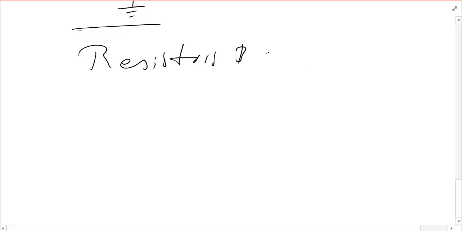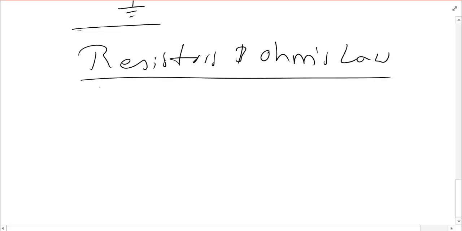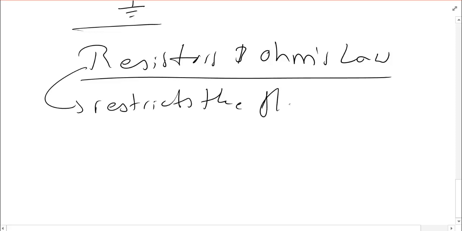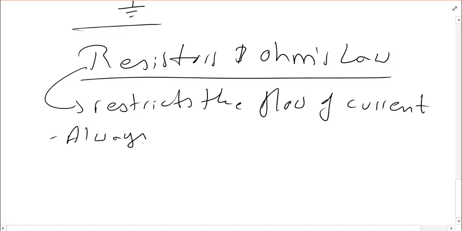So, the next step is to learn about resistors. Resistors are something that we're going to be working with a lot in this course. So, it's a good idea to introduce them now. And in particular, there's something called Ohm's law. A resistor is an element that restricts the flow of current. And one very important thing is they always absorb energy.